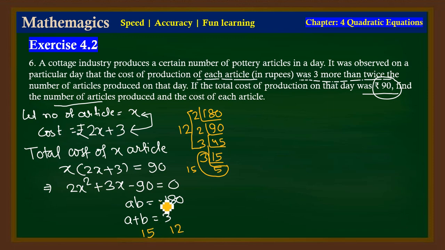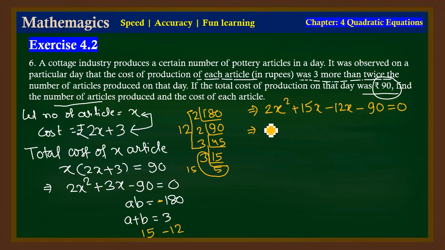Now as we know that the product must be negative, one number is negative. So a plus b is equal to 3. So obviously the bigger number should be positive and the smaller number will be negative. So finally we are ready to go. Implies that 2x square, we are going to break the middle term, that is plus 15x minus 12x minus 90 is equal to 0.